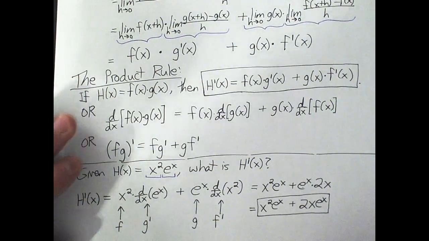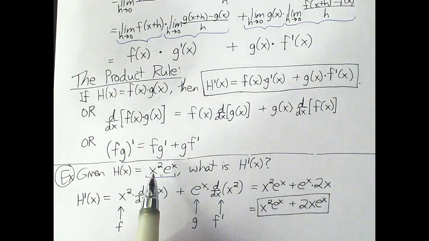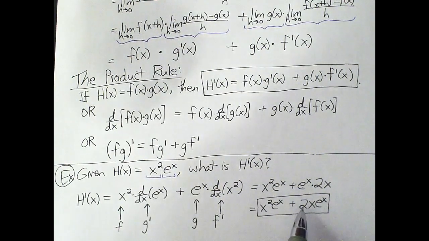A little more complicated than maybe we would have thought. You might have looked at this problem and said, well, derivative of that is 2x, derivative of that is e to the x. So you might have been tempted to just say the answer is 2x e to the x. It turned out that that's part of the answer, but that's not the whole answer.